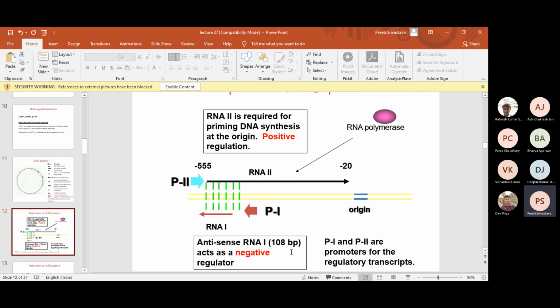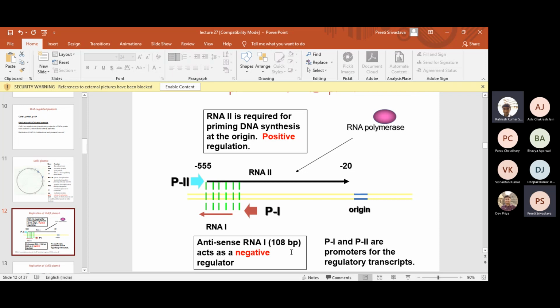Up to here it is fine. So there are two promoters, P2 and P1. P1 is present in the antisense strand and P2 is present in the sense strand. P2 is present 555 base pairs upstream to the origin of replication and it makes a long RNA2. On the other hand, P1 transcribes an RNA called RNA1, which is a small RNA of 100 base pairs long. Up to here it is fine?